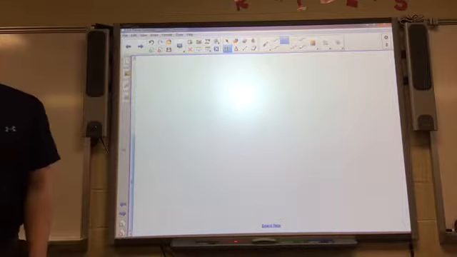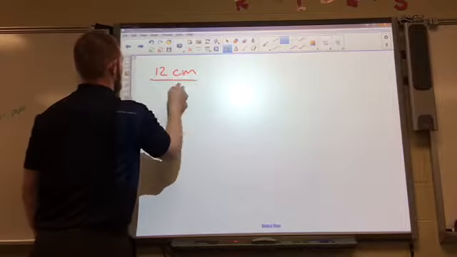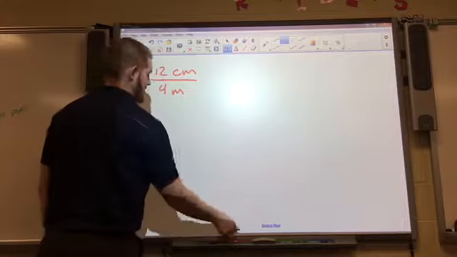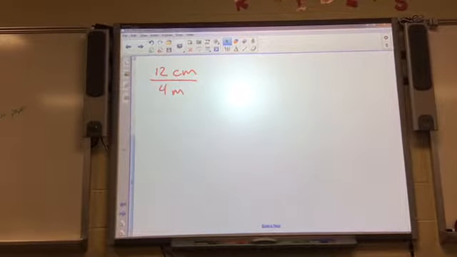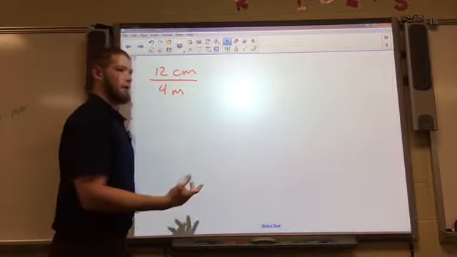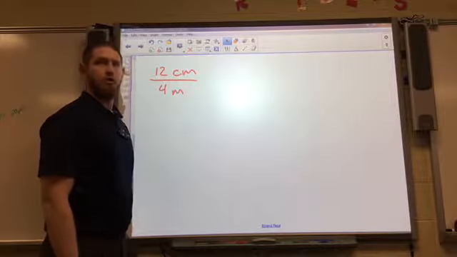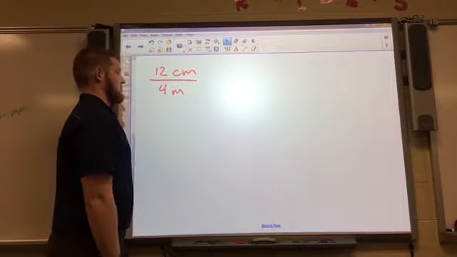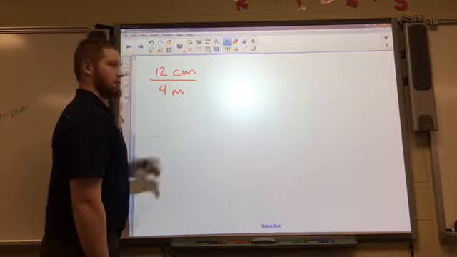So our first example, I have 12 centimeters over 4 meters. They want us to reduce this ratio. Right now they're not the same measurement, correct? Can I make them the same measurement though? Yeah. How many centimeters are in a meter? 100. Now this is where it's a little tricky and some of us aren't for sure what to do. Which one do I multiply?